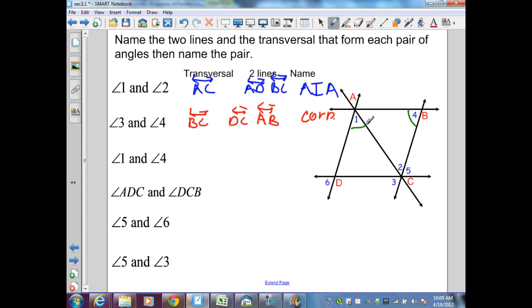Therefore, those are not special angles formed by a transversal. So we have none. There's no transversal. Therefore, I can't name the 2 other lines intersected by the transversal, and we do not have a special pair of angles.